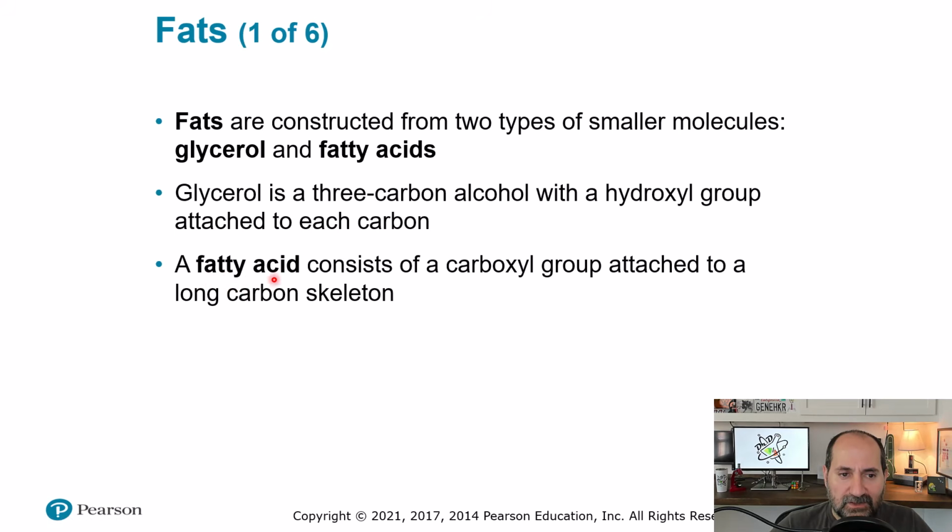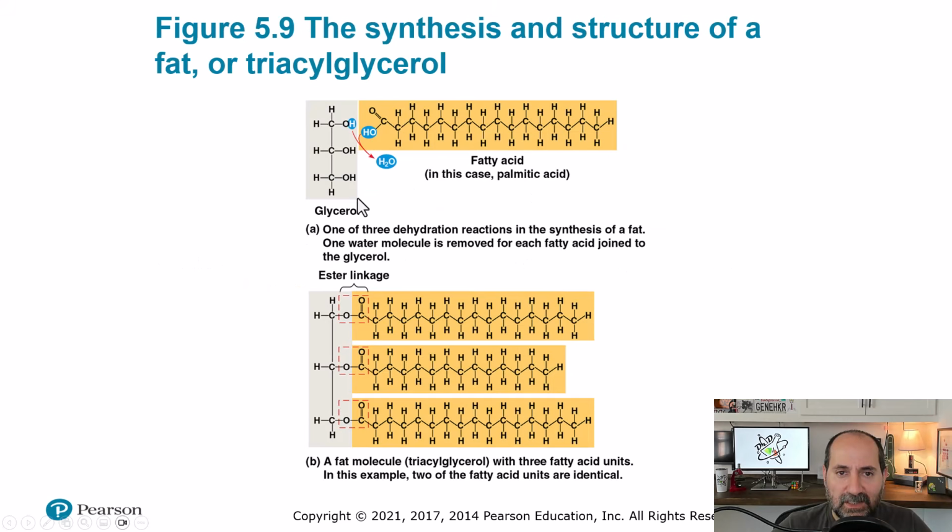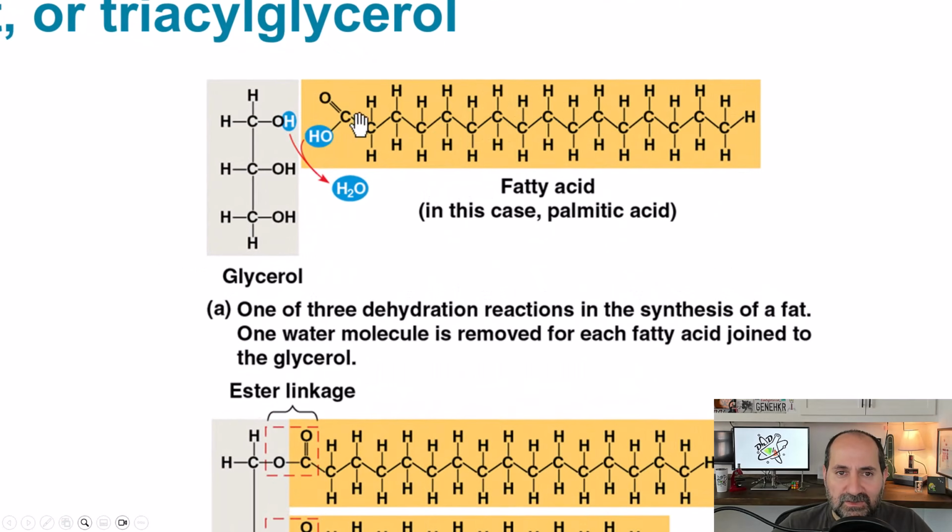And notice what it's attached to: 3 fatty acids. A fatty acid consists of a carboxyl group attached to a long carbon skeleton. So let me show you what a fatty acid is. Here, this is a fatty acid right here. You have a carboxyl group, see here, I'm circling the carboxyl group, followed by a long hydrocarbon tail. This is called the hydrocarbon tail.